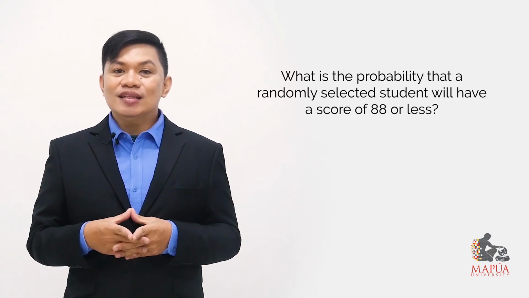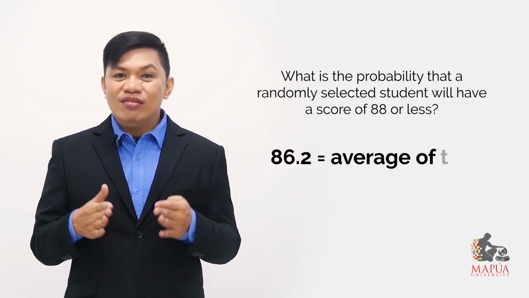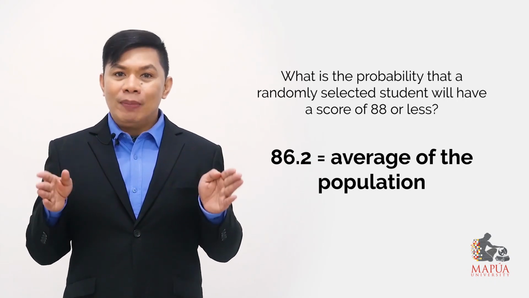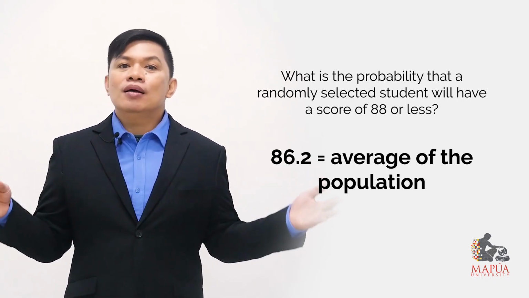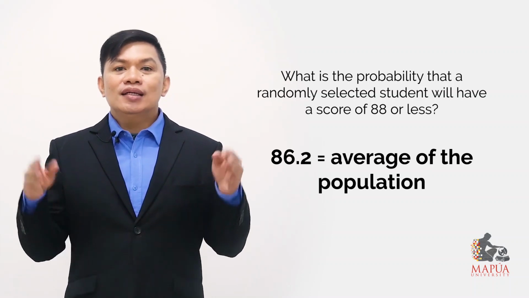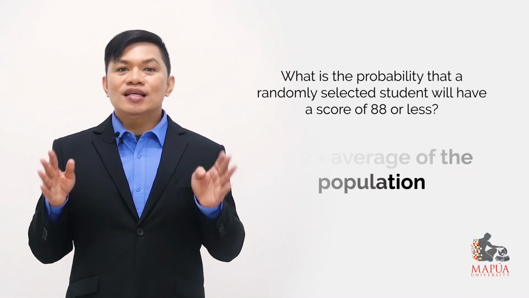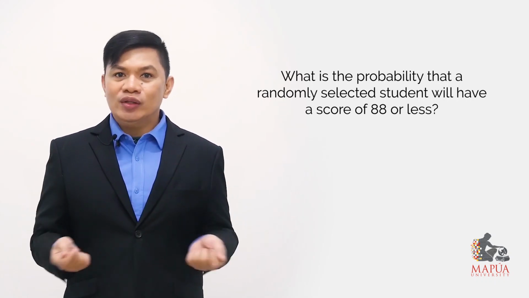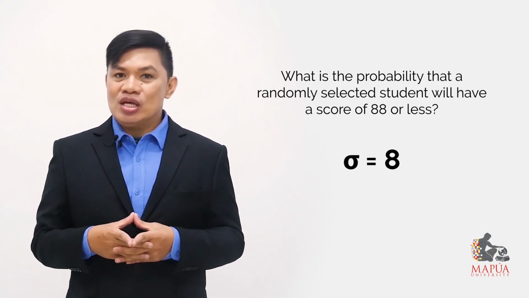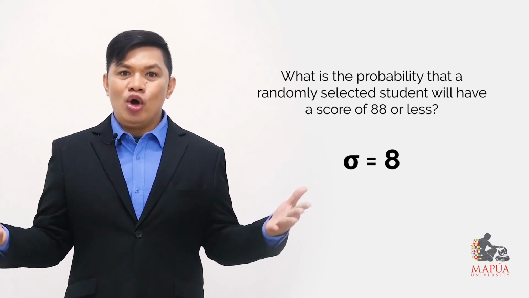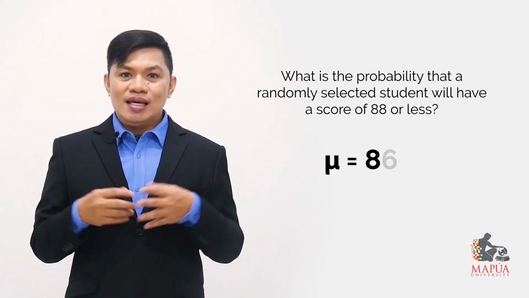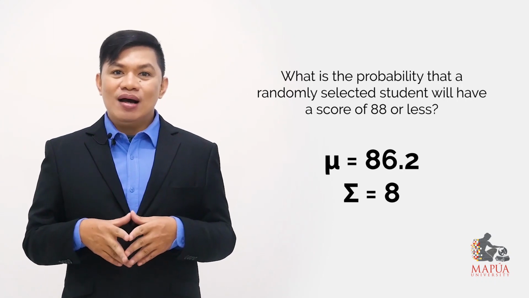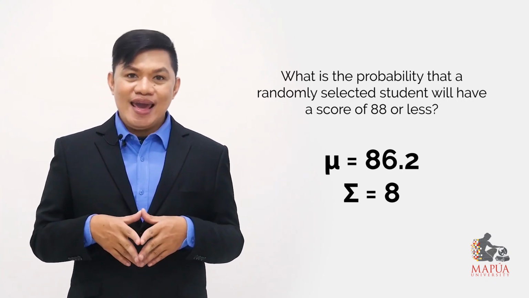The given 86.2 is actually the average of the population. So, that is mu, the parameter mu, meaning the mean of the population. The standard deviation given is the standard deviation of the population also. It will be denoted as sigma, and that is equal to 8. So at this point, we have mu is 86.2 and sigma, the standard deviation, is 8.